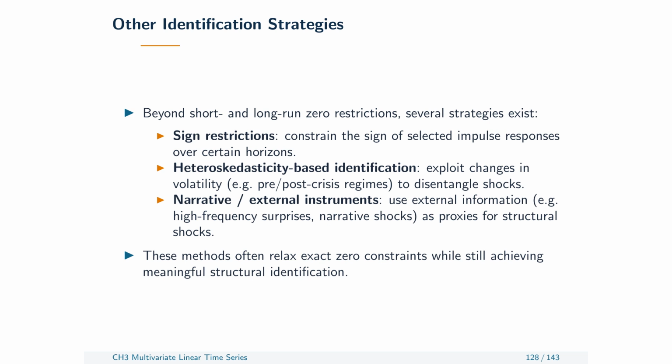Other strategies relax exact short-run or long-run zeros. Sign restrictions require selected responses to have specified signs over chosen horizons. Heteroskedasticity based identification exploits shifts in shock variances. Narrative methods and external instruments use independent historical or high-frequency information correlated with one structural shock.